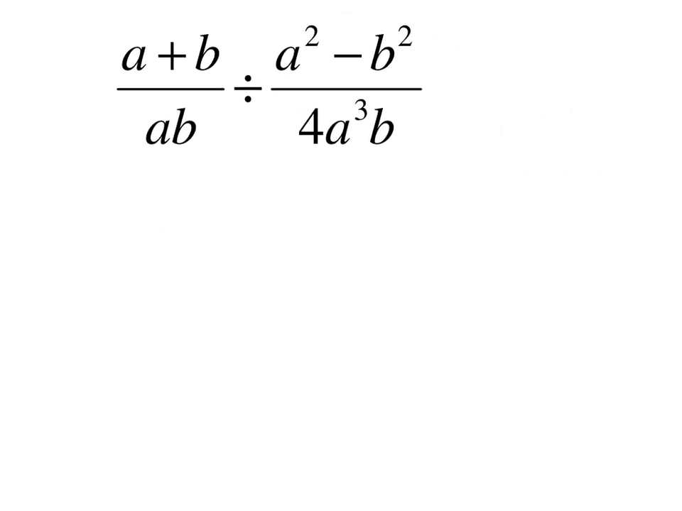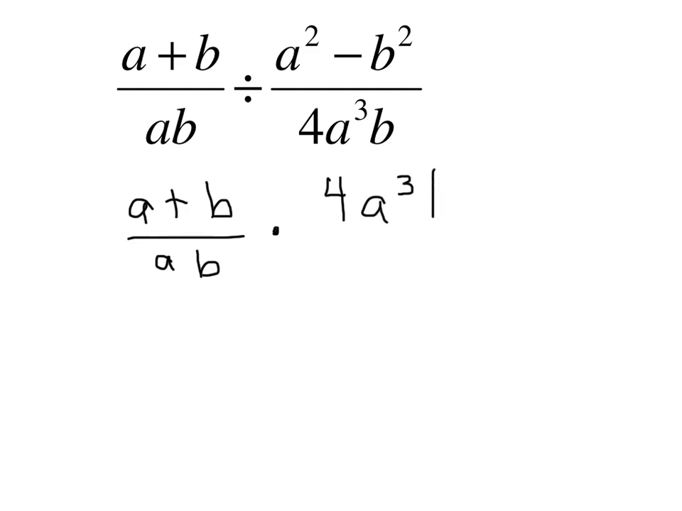Here's another division problem. So the first fraction can't be factored, leave it alone. The second fraction, we're going to flip it. Our 4a cubed b was in the denominator, now it's in the numerator. A squared minus b squared was in the numerator. We flip it down to the denominator. Can you factor it? A squared minus b squared, what is it? It's a difference of perfect squares.